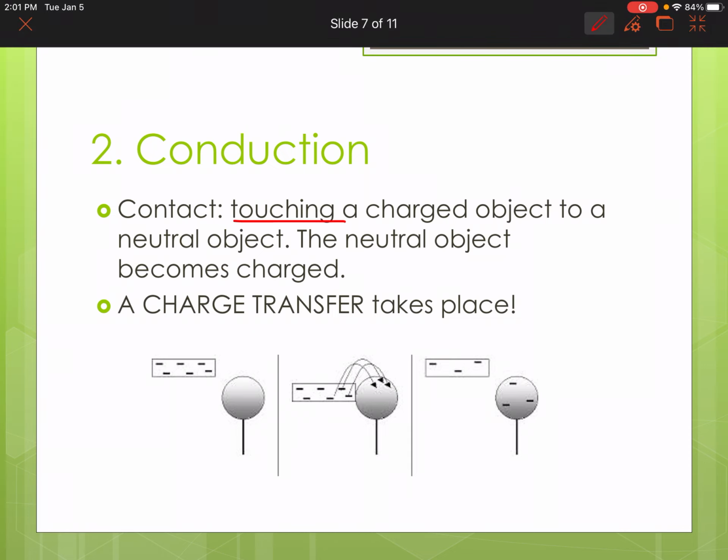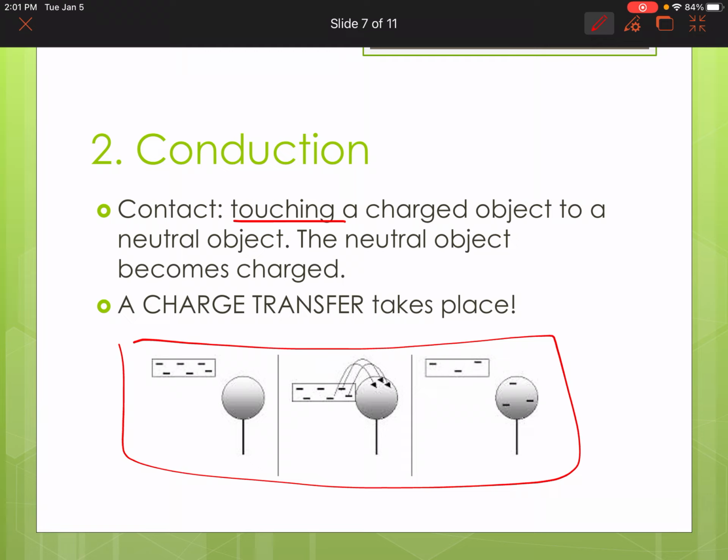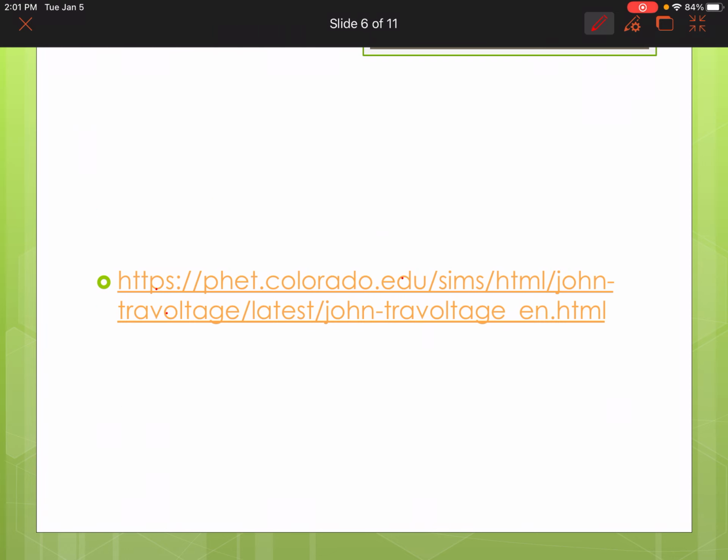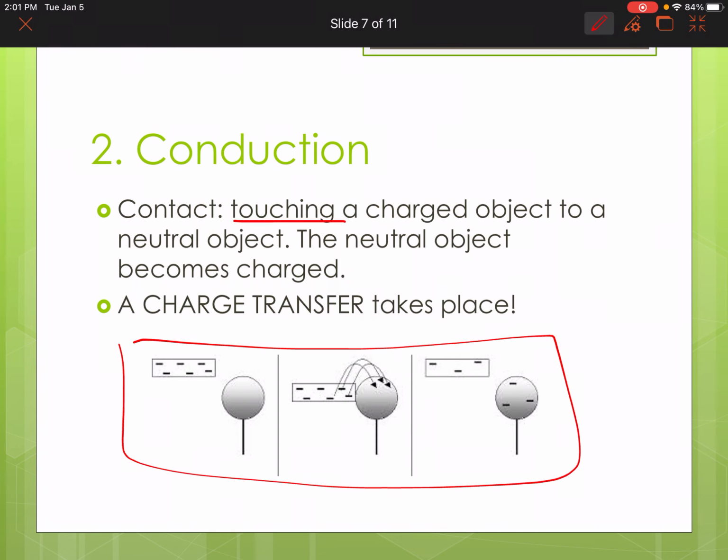So conduction means touching a charged object to a neutral object. This is what we went through the other day too with the pith ball. So this is an example here. You can actually sketch this diagram. That's kind of what we did with the pith ball. When we have a neutral object and we touch it with something that's charged, a charge transfer takes place. So there's electrons, or negatives, that are moving from one object to another, okay? So that's conduction. So we have friction and we've got conduction. Those are the two ways of charging.